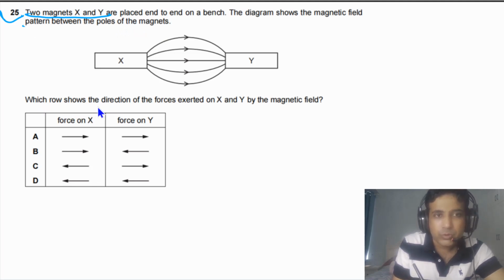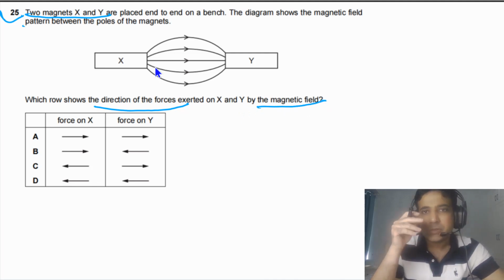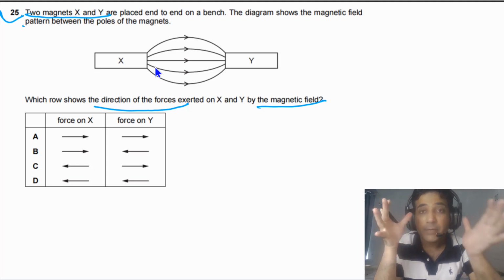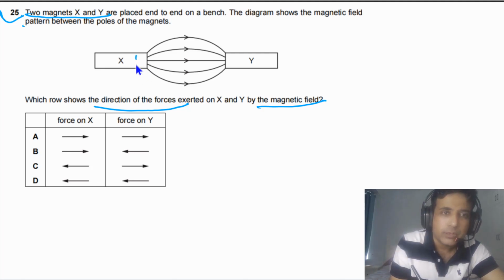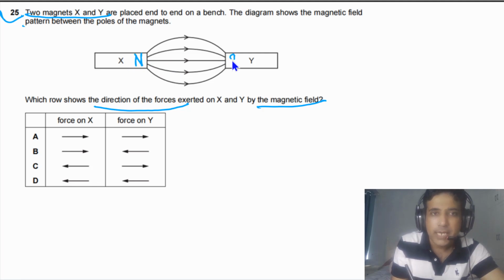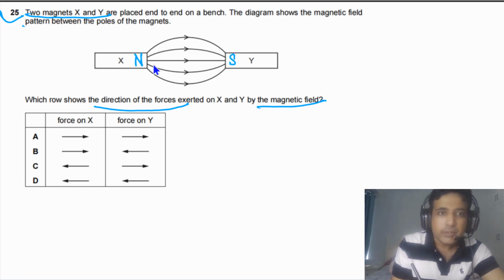Which row shows the direction of the forces exerted on X and Y by the magnetic field? Now for this one, we need to understand magnetic field lines. They start from the north pole. When you have two different magnets, they start from the north pole and end at the south pole. So in this case, simply you can label this one N, north pole of X, and this is S of Y magnet. So in this case, this pole and this are unlike poles.